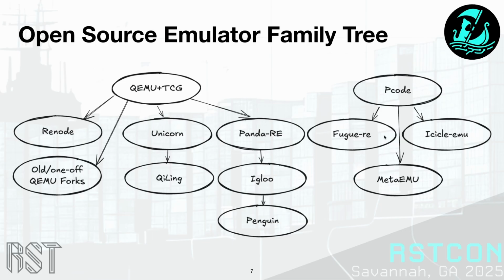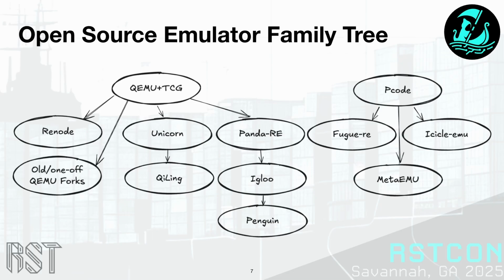And then recently, in the past few years, we've seen a lot of people start to use one of the popular disassembler frameworks released by the NSA called Ghidra. They have an intermediate representation that they call P-code, and so people have started to tie that into some emulation capabilities.